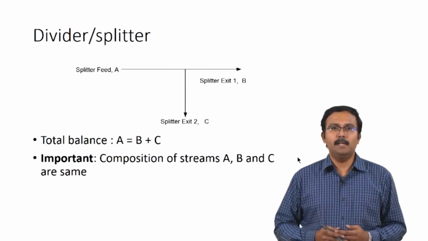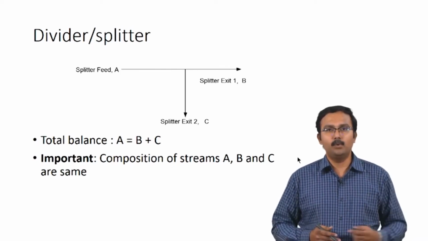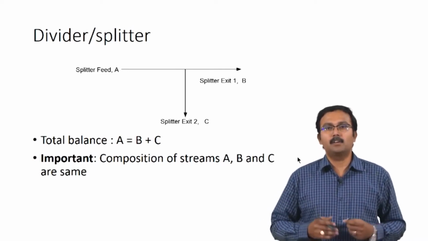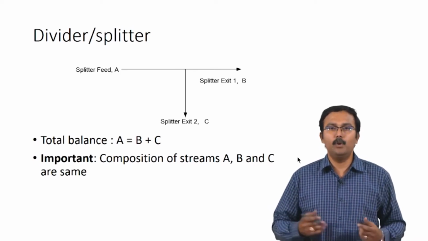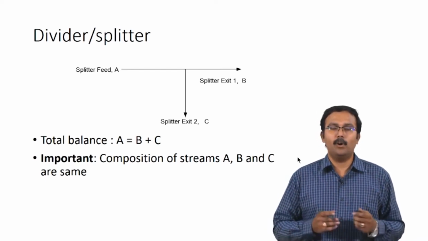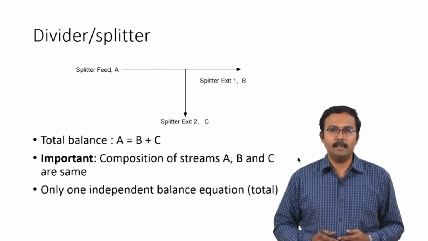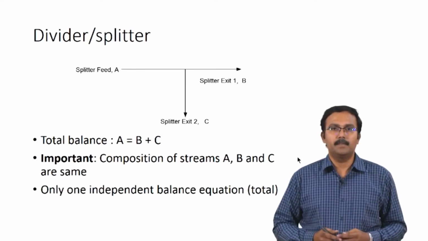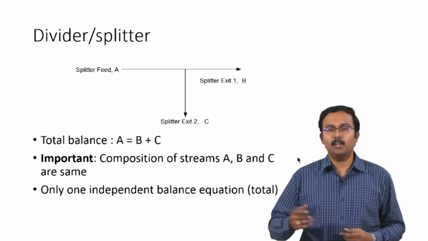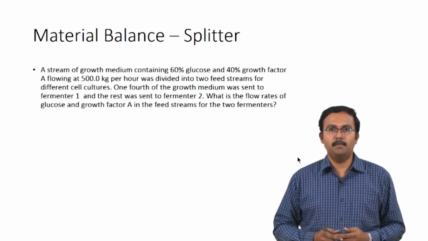So a simple example would be, consider a 10 grams per liter solution of NaCl flowing through a pipe. If you were to divide this one stream into two or more streams, the concentration of sodium chloride is not going to change. It is only going to be the flow rates that are going to be divided. So the concentration of all these three streams will remain the same. Because of this, only one independent balance equation can be written, which is the total balance equation. If you were to write the component balance equations, they would be dependent on the total balance, as all the concentrations will be the same and get cancelled off. Now let us try and solve a simple example problem which illustrates this.